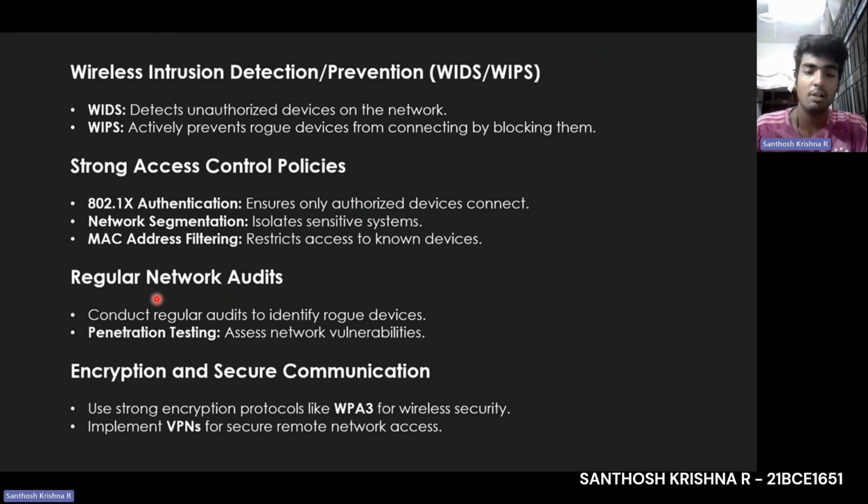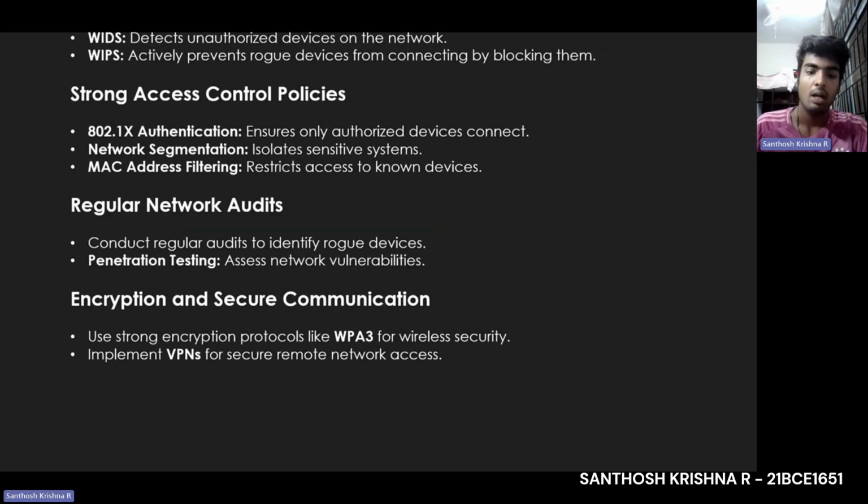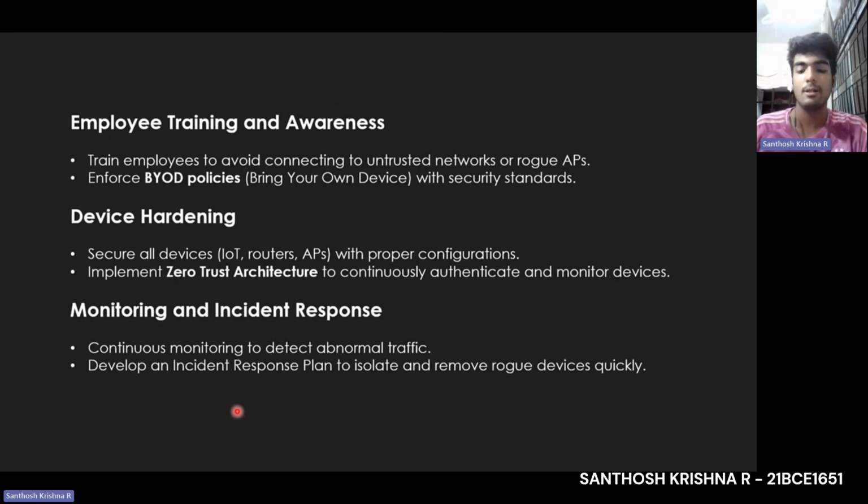In the same way, we have encryption and secure communication. We can use secure encryption protocols like WPA3, and we can also use virtual private networks, or VPNs, which will help us stay secure and help prevent remote connections and attacks. And we have other methods to prevent these attacks. We have employee training and awareness, where we will be educating the employees and training them against these kinds of attacks.